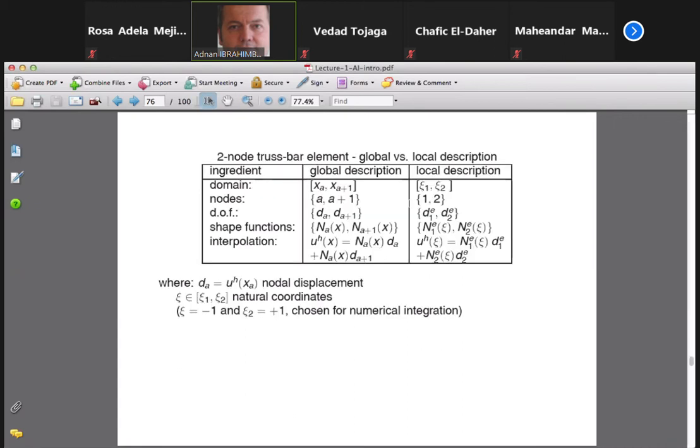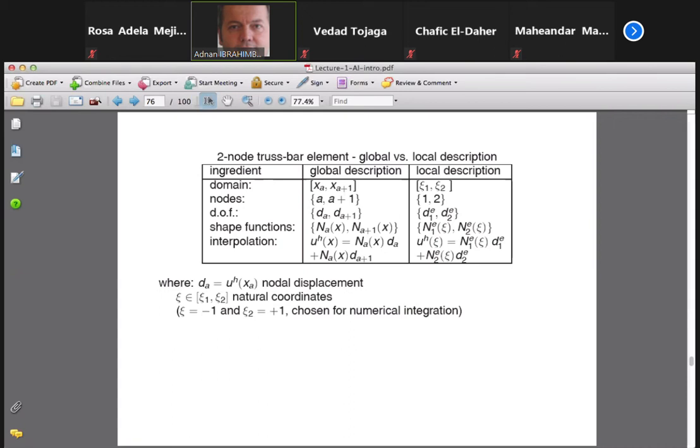So here is basically the domain in the real element, going in the real coordinates from xa to xa plus 1. In my local or element description, it goes from xi1 to xi2. As I said, typically xi1 is -1 and xi2 is equal to +1. Then here I denote the nodes. Here, I take the nodes to be a and a plus 1, which go from 1 to the number of nodal points. So you have nodes 1, 2, 3, whatever, to 10,000. But here, when I have local descriptions, the nodes are always 1 and 2, because you have only an element with two nodes. So I don't care about giving any other number but 2.